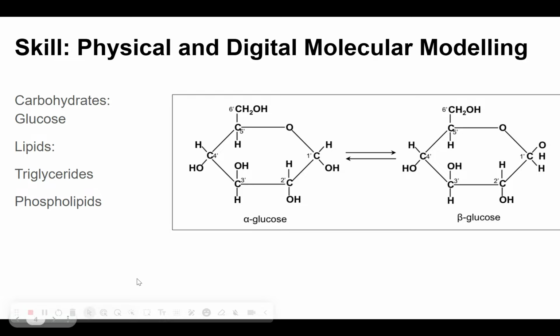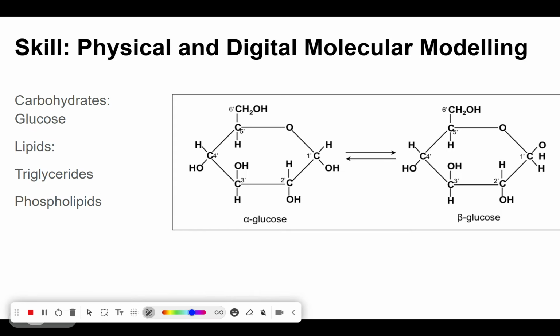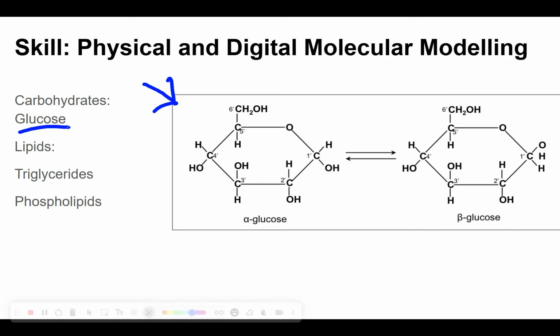So the drawing that we have here, I'm going to see if I can get my pen going with an actual pen. There we go. The drawing that we have here is a carbohydrate, specifically two isomers of glucose. This is alpha glucose over here that has the OH group at the bottom of the first carbon. This is beta glucose over here that has, the formatting isn't so good, but you can see the OH group at the top of this first carbon.